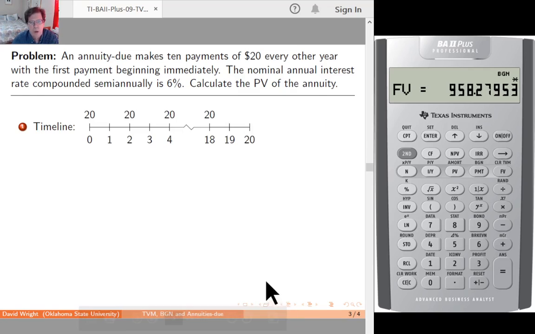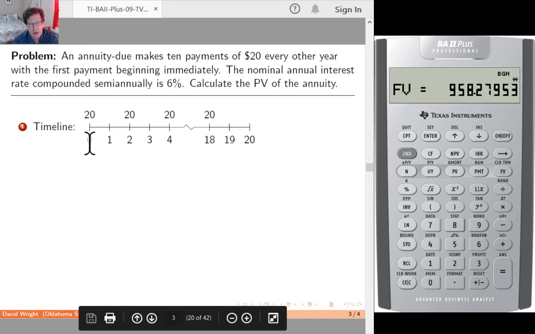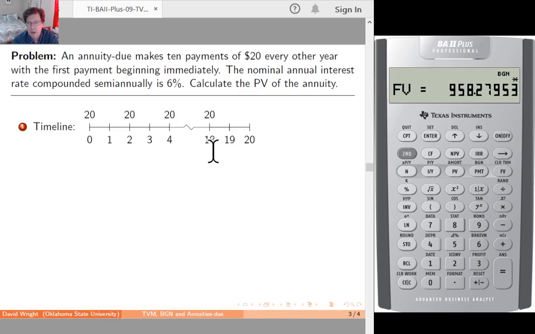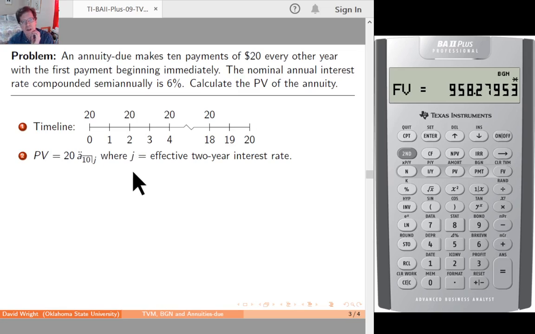There it is. So the 20 appear every other year. So at time 0, time 2, time 4, and you get to the 10th one at time 18, not at 20, at the beginning of that last 2-year period. Okay, so the present value of that annuity is going to be 20 is the payment, A double dot, there are 10 payments, and then there's an interest rate J, where J is the effective interest for a 2-year period.